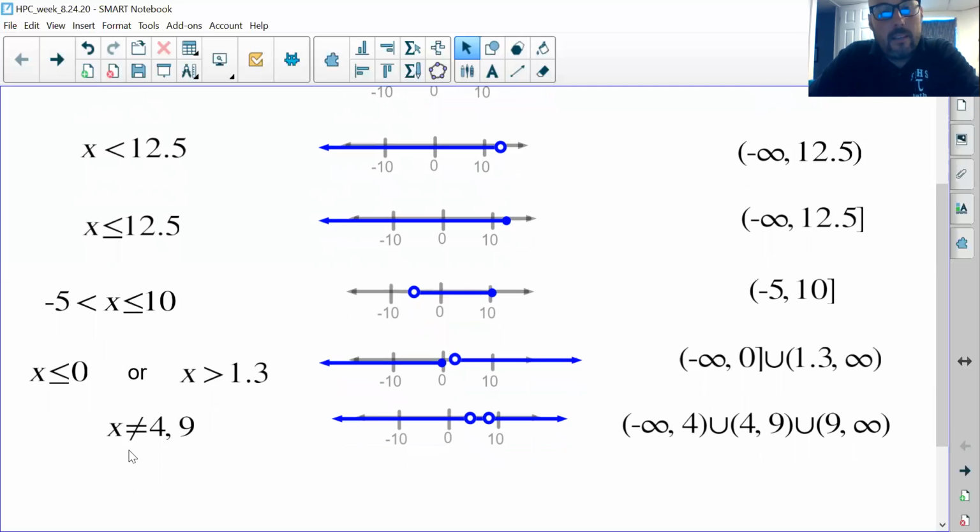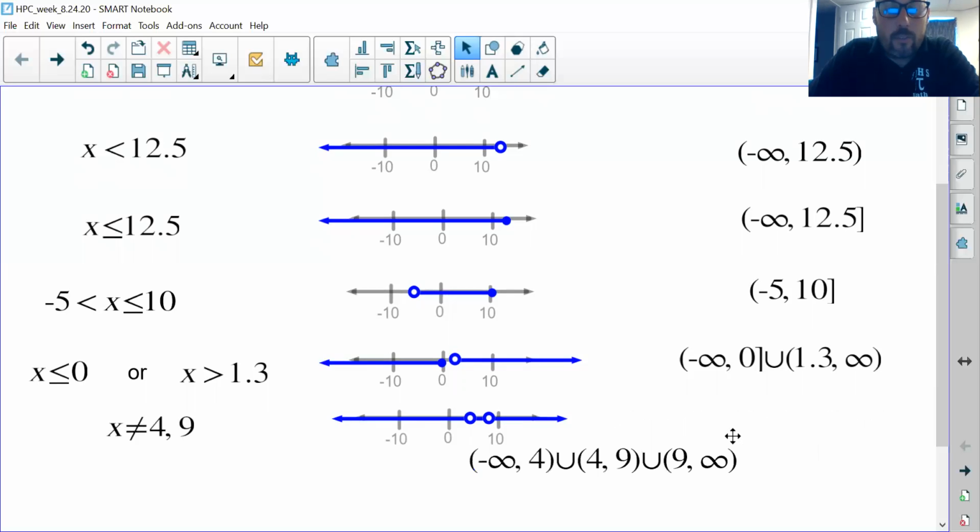And then lastly, what does this sentence mean? x does not equal 4, 9. When you see this, it means the implication is every real number except for 4 and 9. So every real number except 4 and 9. x just can't be 4 and x can't be 9. So imagine the whole number line. Every number is included except 4 and except 9.